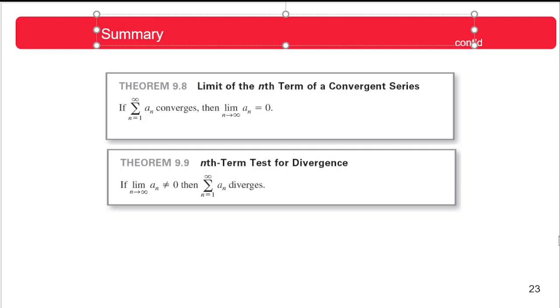So in summary, if the summation of a sub n, where n is from 1 to infinity, converges, then the limit of a sub n, where n approaches infinity, is 0. And if the limit of a sub n is not equal to 0 as n approaches infinity, then the summation of a sub n diverges, where n is from 1 to infinity.